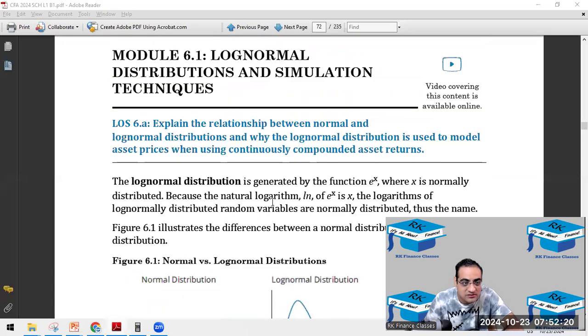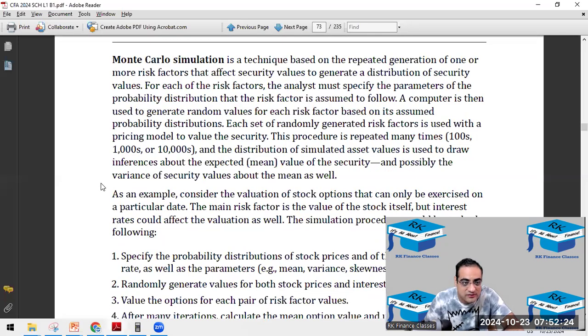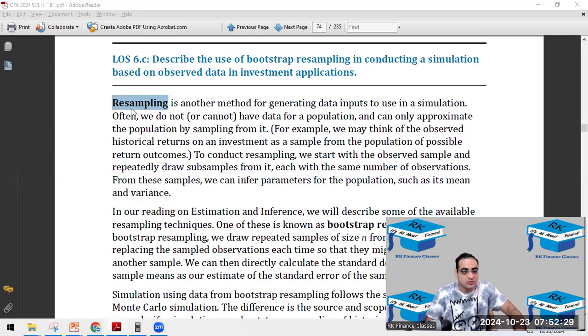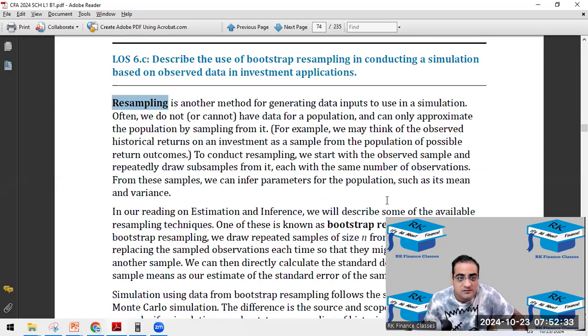The word resampling, I just want to see the word resampling properly. When उससे I can say whether this question was easy or difficult. Yeah, resampling. So this was what was being asked, resampling. Let's see. Other method of generating data input. So it was bold. So मतलब ये question I will not call it difficult. It is easy.